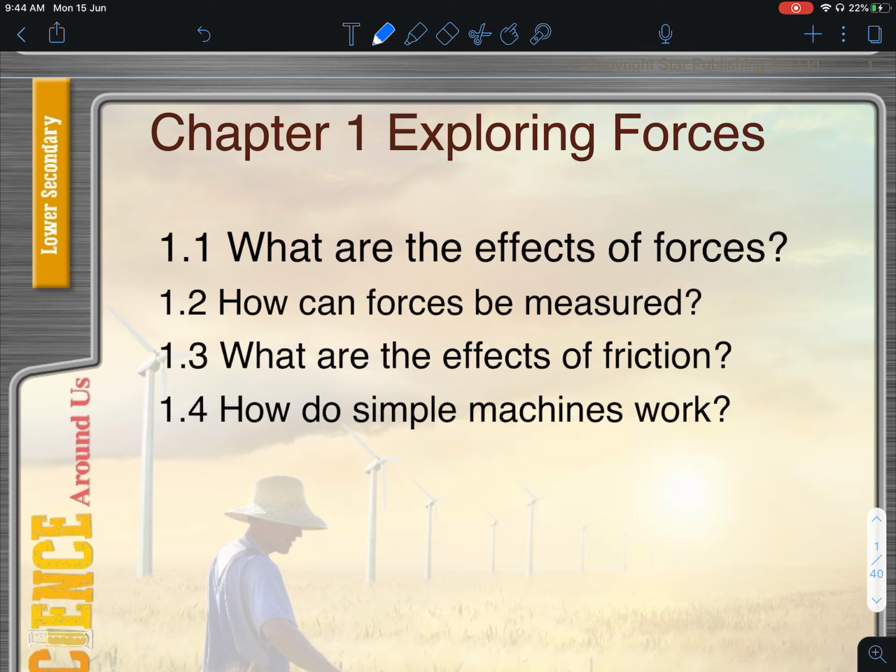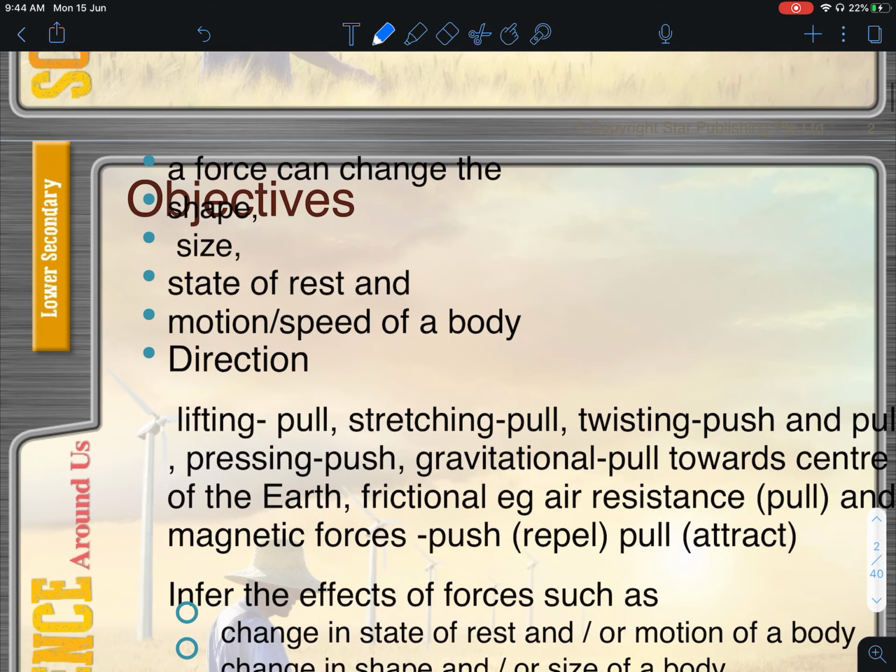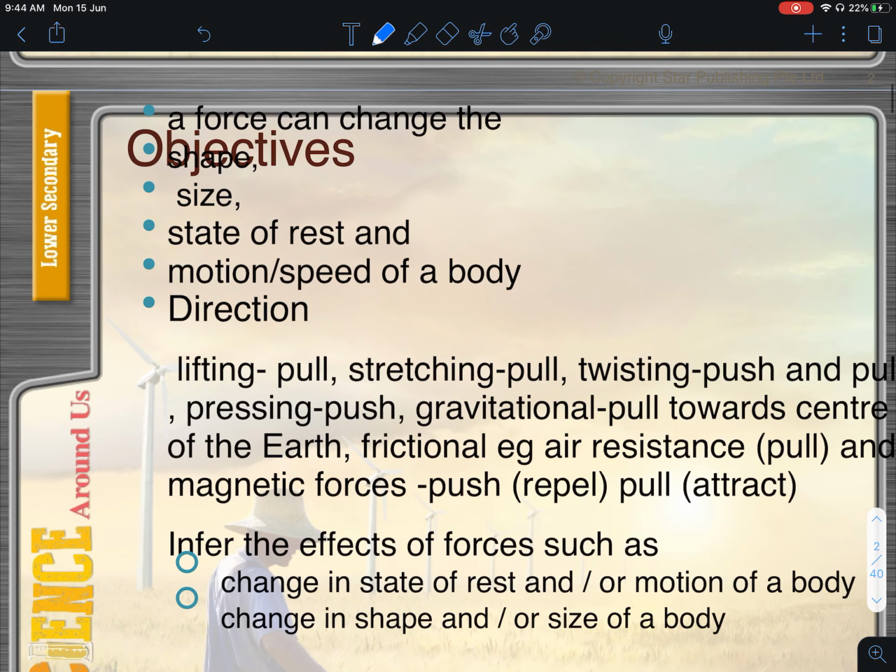Third, we will actually be discussing what are the effects of friction, which is an example of a force. And number four, how do simple machines work? Okay, so we'll be exploring the three classes of simple machine as well as the pulley systems. Okay. So basically, what is a force or what can a force do?